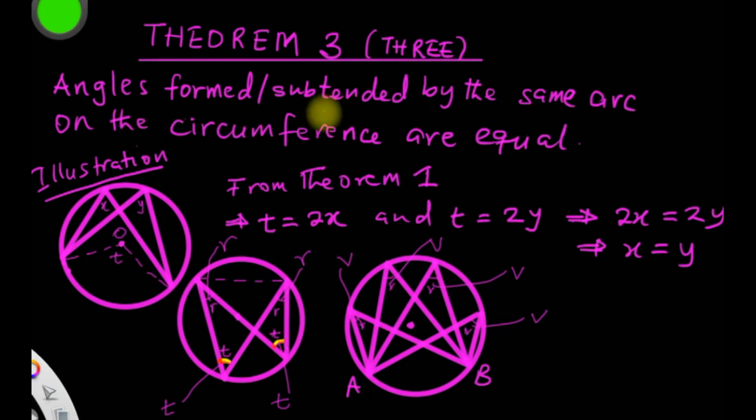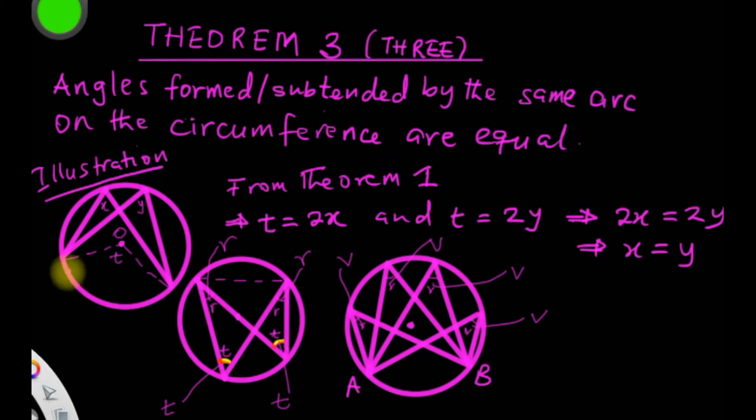Angles formed or subtended by the same arc on the circumference are equal. Angles formed by the same arc on the circumference are equal. Okay, so these are illustrations. Let's look at the illustrations we have here.